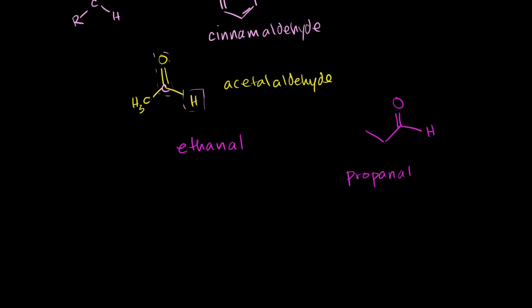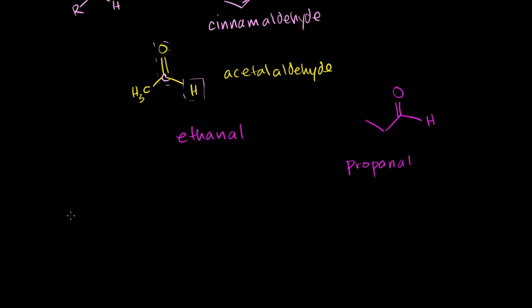If we want to do something slightly more complicated, let's do something like this. What would this be called? Let's see. We have 1, 2, 3, 4, 5. We have 5 carbons, so it'll be a penta, and then it's obviously an aldehyde, so it's pentanal. And you always assume that you start numbering at the carbon in the carbonyl group. So 1, 2, 3, 4, 5.